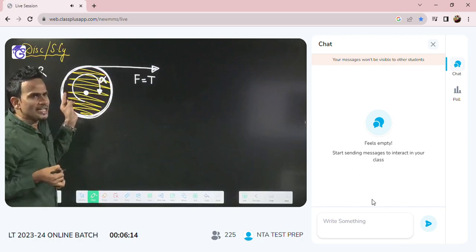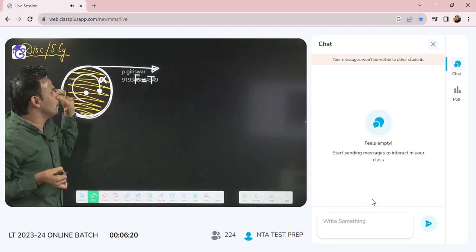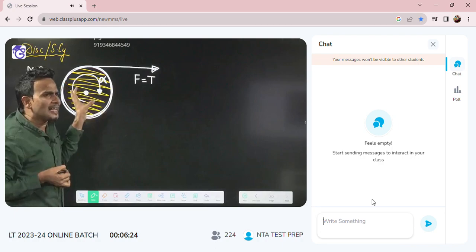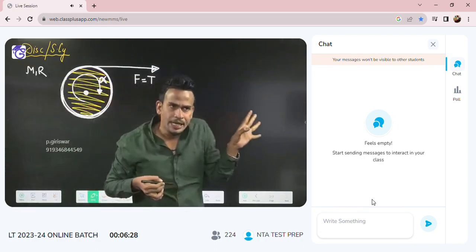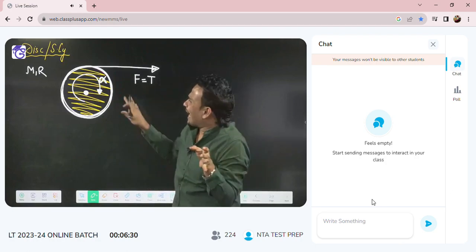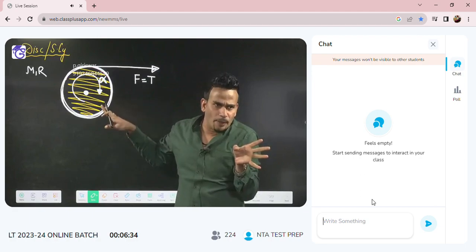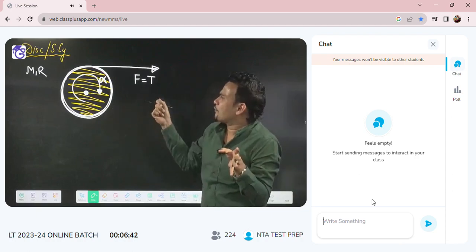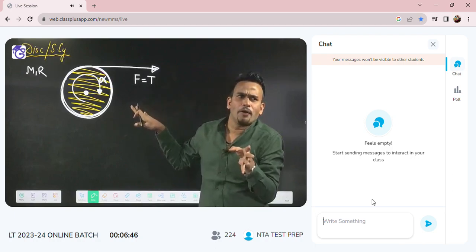So the question asked is: if you pull the string with tension T, what will happen? The disc will rotate, sir. So what will be the angular acceleration of the disc? They will ask you to find the angular acceleration. If you pull the string with tension T, what will be the angular acceleration of the disc?